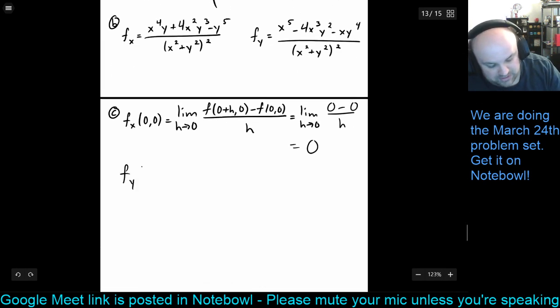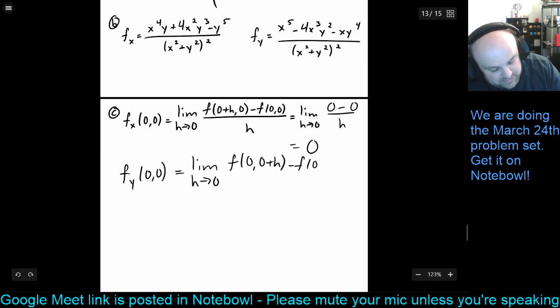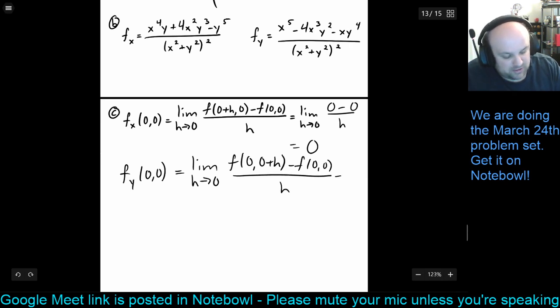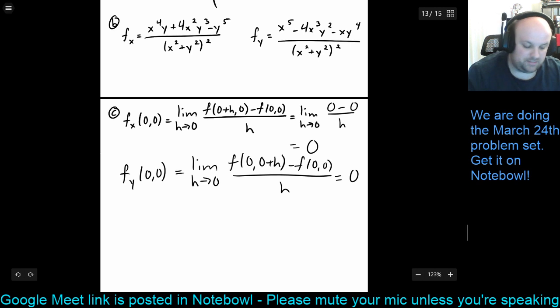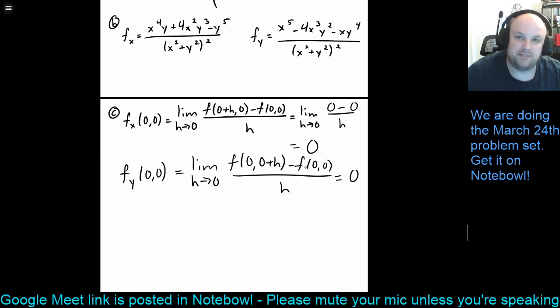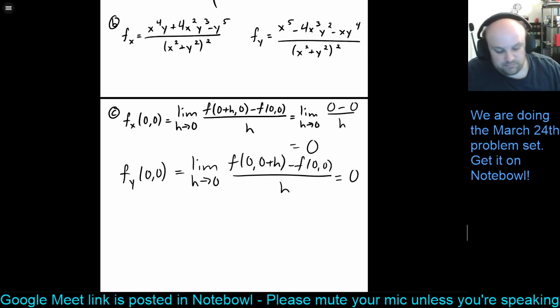Likewise, when we do the derivative with respect to y, f(0, 0 plus h) minus f(0, 0), over h. Similarly, you're going to find that this one is also just going to be 0, because the two things on top are just going to wind up being 0. So these first derivatives are still 0. Okay, cool.